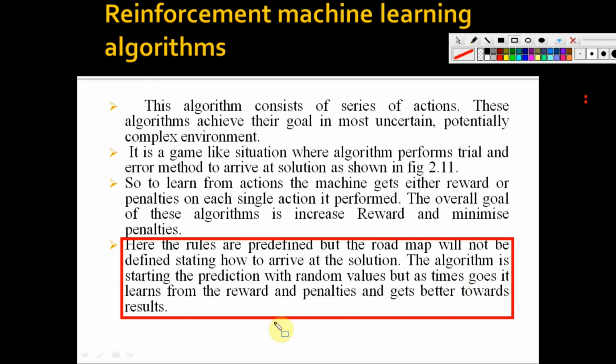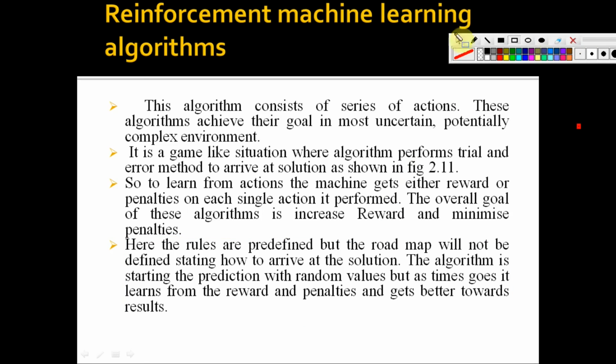The algorithm starts the prediction with random values, but as time goes, it learns from the rewards and penalties and gets better towards the result. So you can ask how it will arrive at the solution. It will start randomly at any point, and based on the penalty and reward, it will start moving slowly towards the correct output or the accurate output.